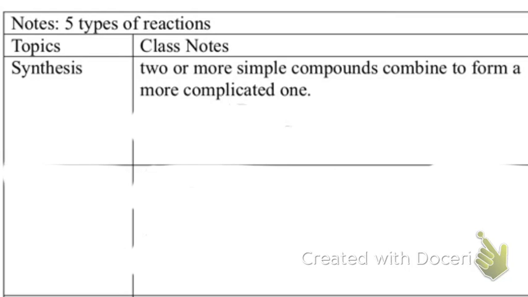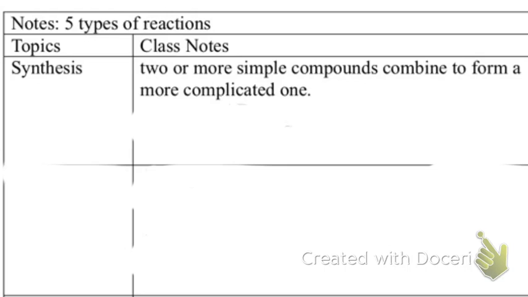Alright class, so today we're going to talk about the 5 types of reactions, because later on today we're going to be learning how to predict products based on the reactants. You'll need to know these 5 types of reactions in order to do that. So the first one is synthesis.